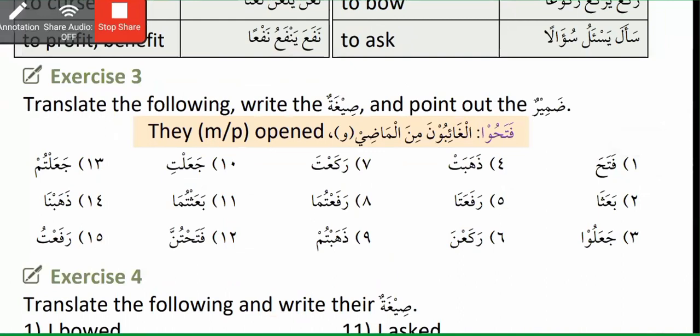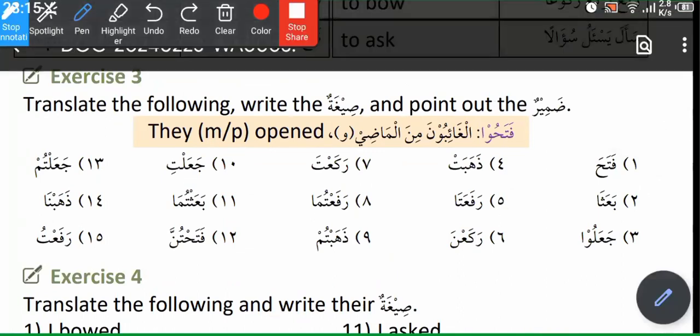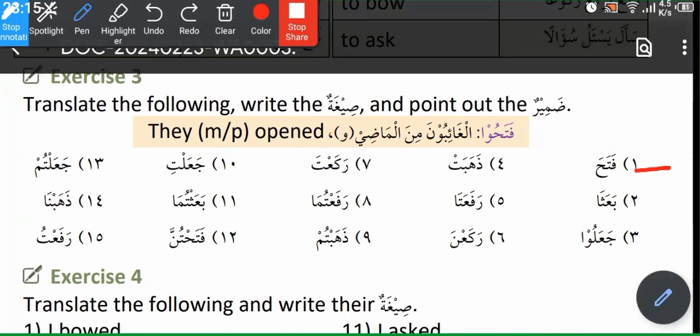We start again with Sister Sabra. Sister Sabra Karim, how do you translate this? First I want the translation. Fataha is to open. No, he opened. Okay. Please write it down.